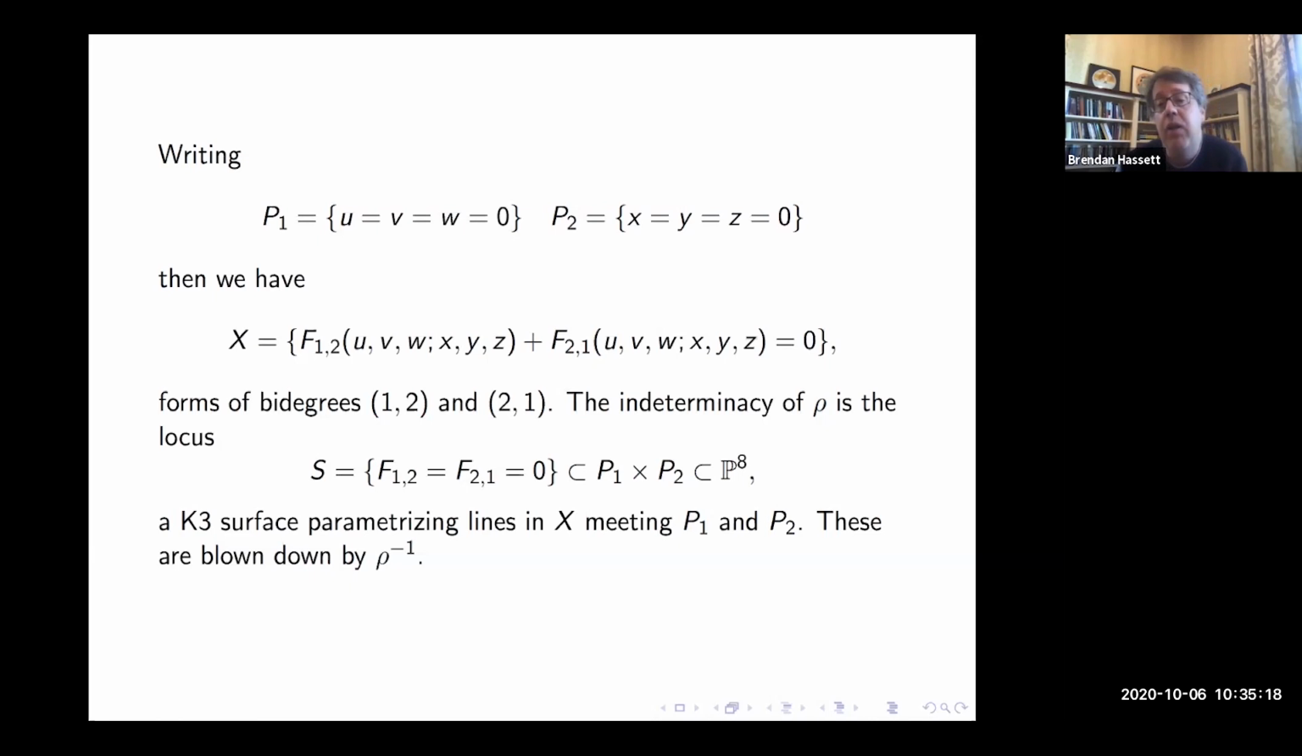And this is a K3 surface. So it's a complete intersection of forms of bidegree 1, 2, and 2, 1 in a product of P2s. And so you get a beautiful rank 2 K3 surface that parameterizes the indeterminacy, or the locus that's blown up by this parameterization.